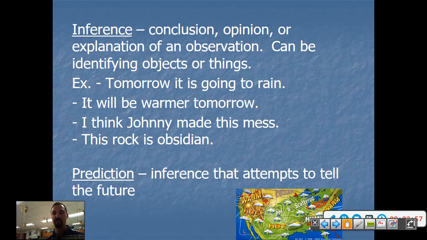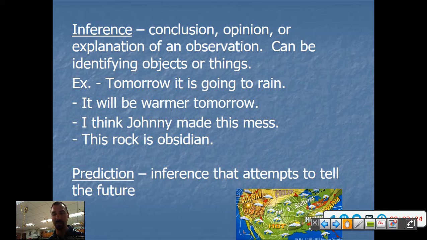So examples of types of inferences. Tomorrow it's going to rain. It will be warmer tomorrow. Weather definitely comes to mind big time with this. I think Johnny made this mess. It might not have been Johnny, but you're making a guess because maybe he sat in that seat. So it could be his mess on the desk, but you're not sure until you ask Johnny. That's what an inference does differently.